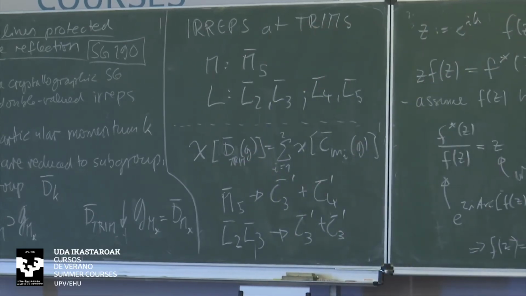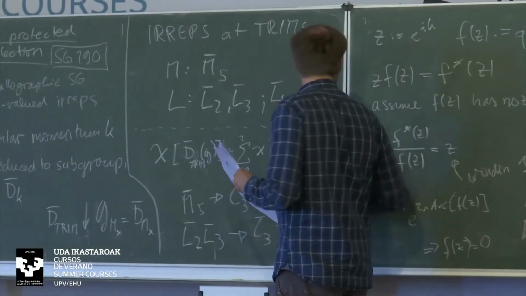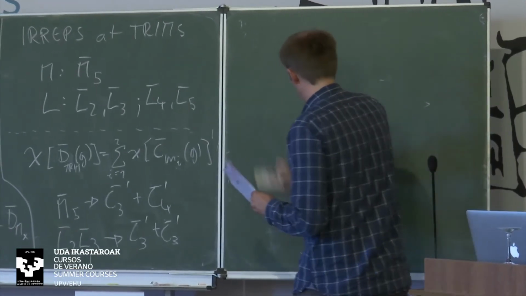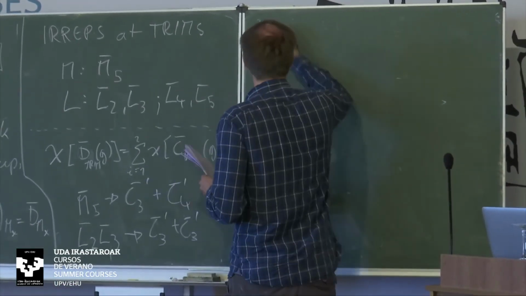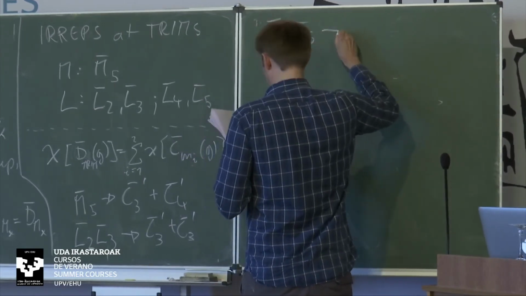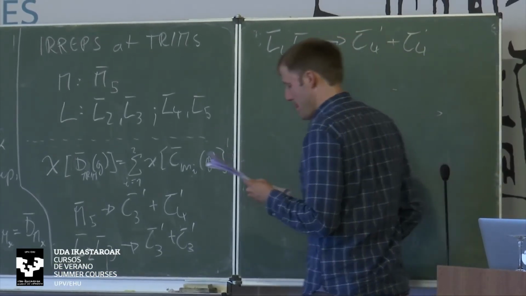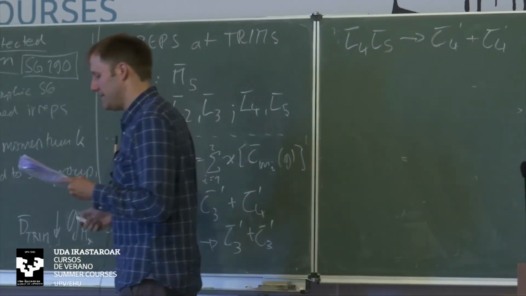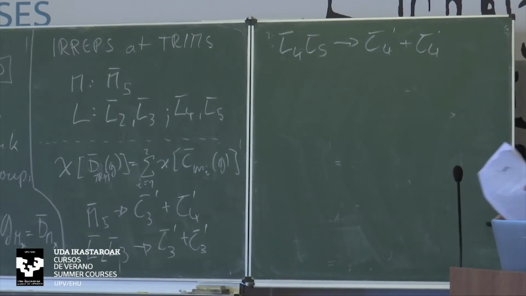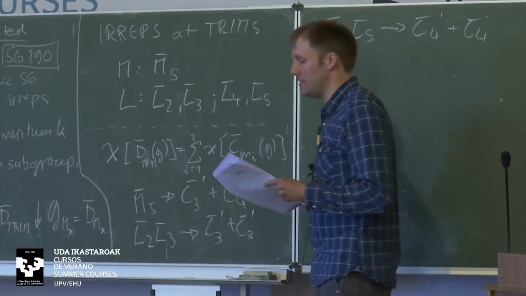And for the other irrep at the L point, I get C4 plus C4. Okay, so now I know how these have to split up, and the bands have to satisfy these compatibility relations.